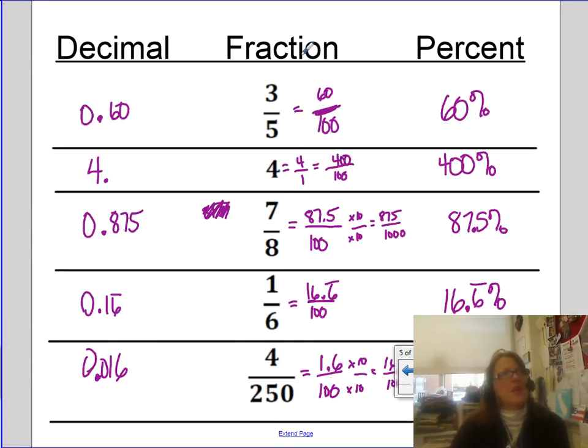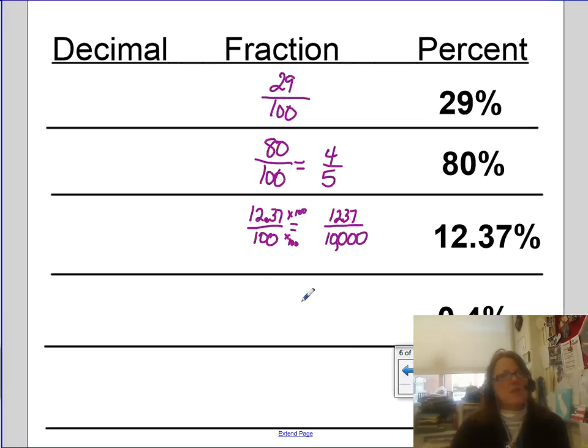These all started out as fractions. That's why I didn't worry when I was getting some as I was turning them into hundredths. This one, oops, 0.4. I'm going to just write 0.4 over 100. Ooh.